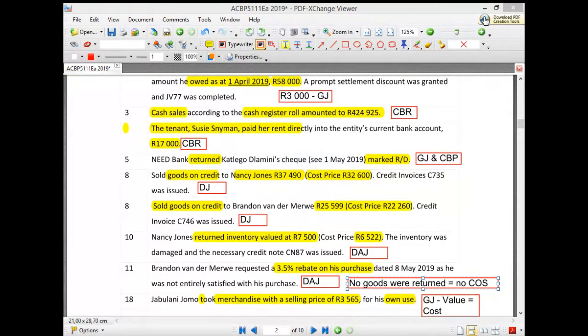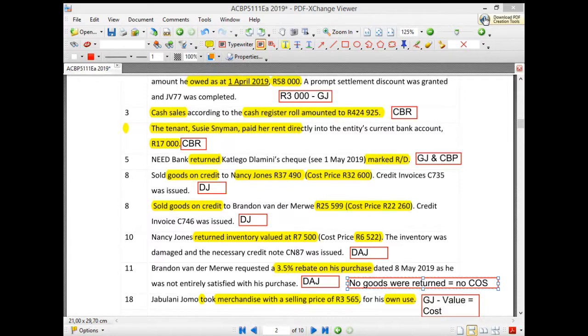Because of the fact that we're only asking for a rebate, which is the 3.5% of the 25,599, that is why cost of sales, there's nothing in here. This is blank. I'm just going to highlight here. Okay, it's because we asked for a rebate and no goods were returned. Let me just make that text black so that everyone can see it. Okay, so that is why it's 0.